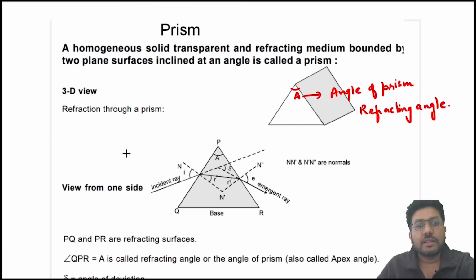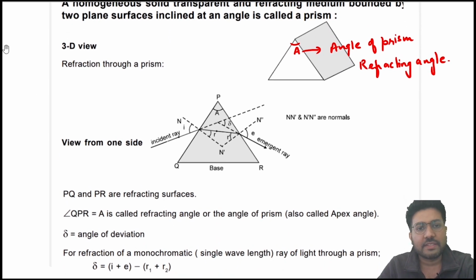Okay, so let us look at the view from one side. When you look at the view from one side, the light ray is incident on the first surface. There will be two refractions in a prism because there are two surfaces, right? So this is the incident side, and the incident ray is striking the first surface, and the angle of incidence is suppose I, and the angle of refraction here is suppose R, and here the angle of incidence is R dash, and the angle of emergence here is suppose E. Okay, so this is the normal to the first surface and this is the normal to the second surface, right?